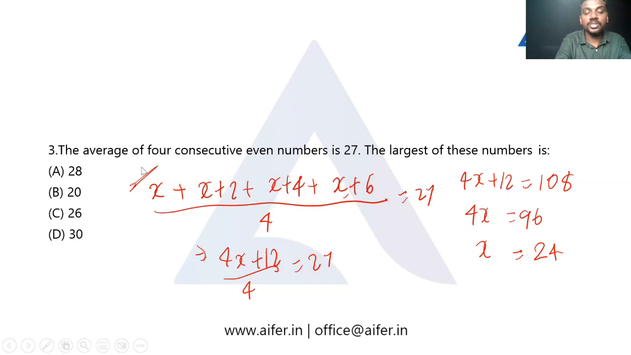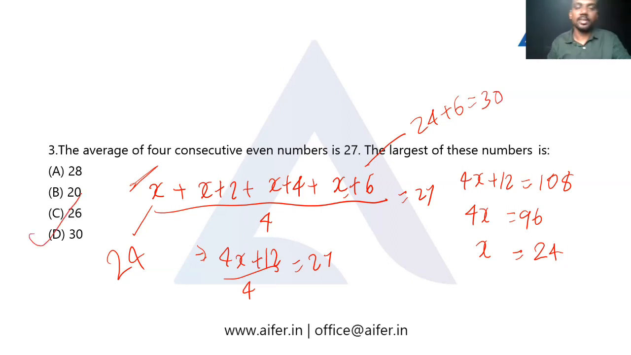The smallest even number is 24, and the largest will be 24 plus 6, that is equal to 30. So we'll be having option D, 30 as the correct answer. I hope it's clear. It's an easy question. It's similar to how we have done the first question.